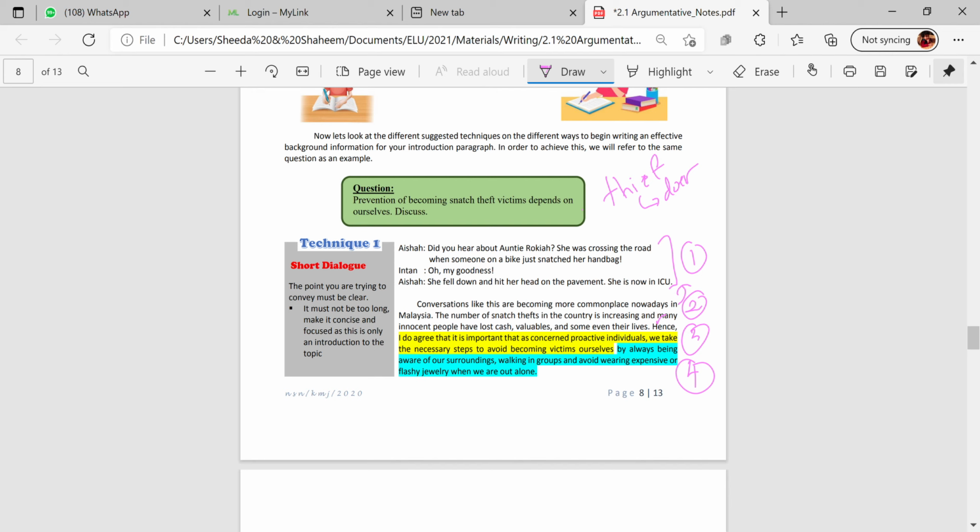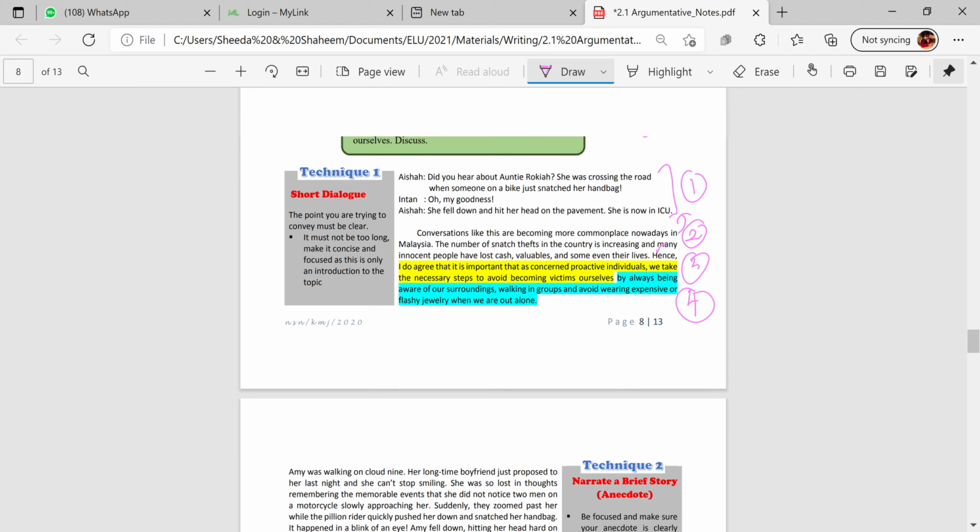So you start your short dialogue, refer to the dialogue, explain the dialogue, enter the topic, go to your stand, and then your thesis statement, and then you're good. As you can see, it's just a short dialogue. Most important here, you need to understand an introductory paragraph is just you introducing the topic. That's it. You do not need to waste your time to write a lengthy introductory paragraph. So when you're writing a short dialogue, make sure that it's not too long. Make it concise here, padat dan pendek, and focus, as this is only an introduction to the topic.